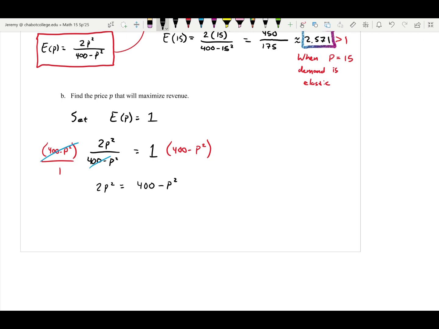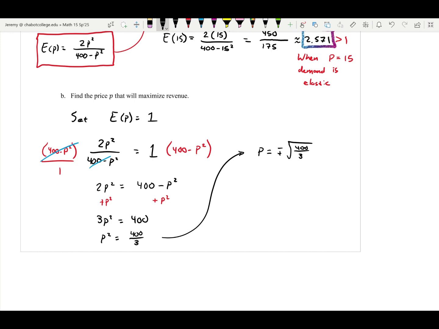I think the most straightforward way to solve this would be by taking square roots. So what I'll do is add p squared to both sides. So now I'll have 3p squared is equal to 400. Divide both sides by 3, and then take the square root. Sorry, I'll keep working up here. I ran out of room. I'll take the square root of both sides, and I'll get that p is equal to plus or minus the square root of 400 divided by 3. Remember, that entire fraction will be inside of the square root.